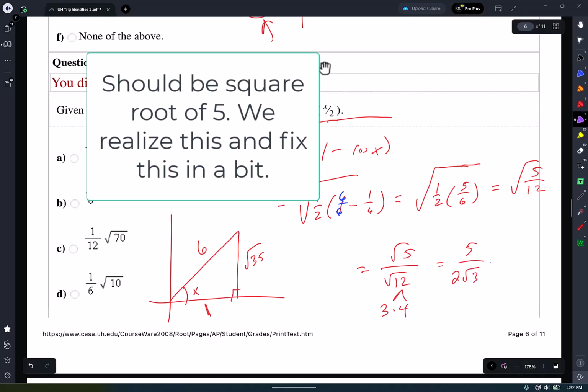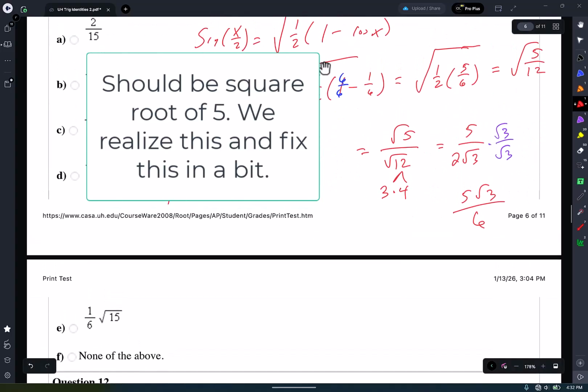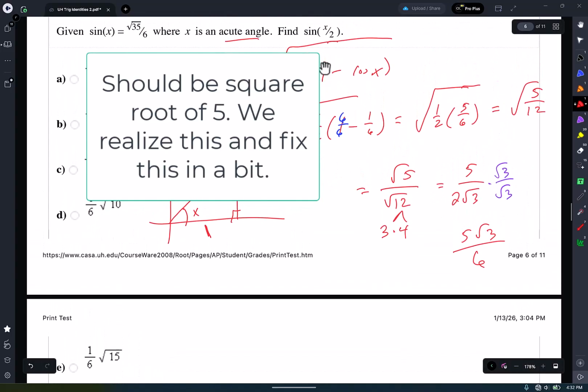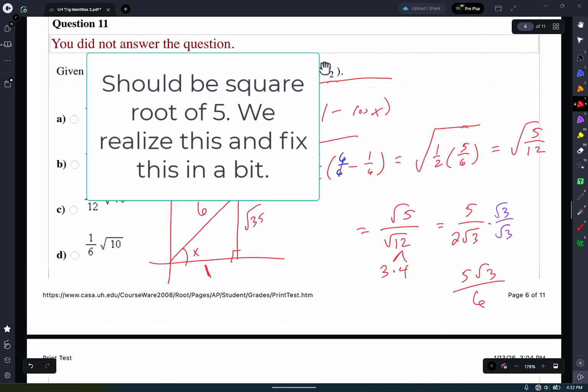And then multiply this by the square root of 3 over the square root of 3. And you're going to get 5 square root of 3 over, square root of 3 times square root of 3 is 3, and 3 times 2 is 6. So 5 square root of 3 over 6. I don't see it, do you? Oh man, let me see. What did I mess up?